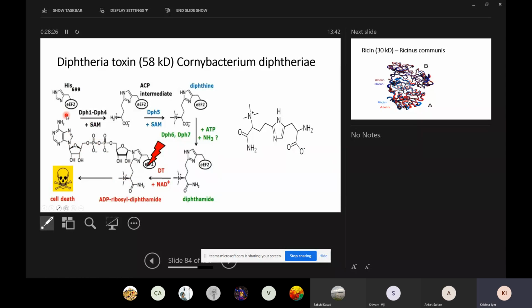And this ADP is attached to diphthamide, and diphthamide is a part of this eukaryotic elongation factor. This elongation factor has a histidine as a side chain which is modified. So see the modification. Here is a histidine, this is a side chain of histidine. Remember, imidazole amino acid. Now to that carbon which is present in between the two nitrogens is attached this amino acid.